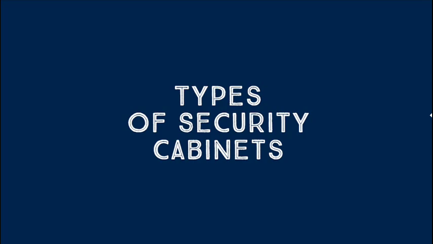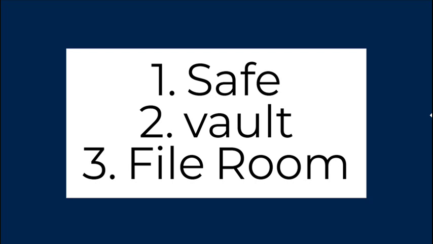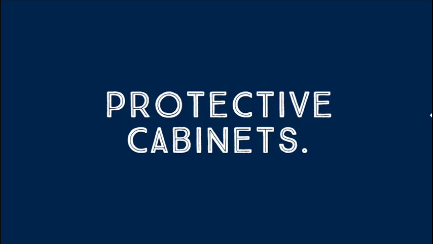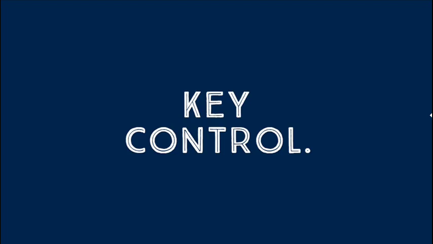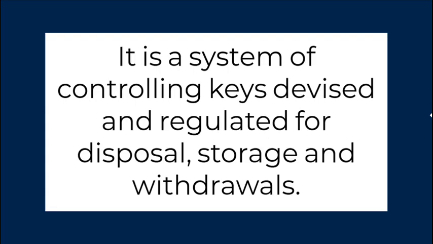Types of security cabinets. 1. Safe. 2. Vault. 3. File room. Protective cabinets are considered the third line of defense against unauthorized persons. Key control is a system of controlling keys devised and regulated for disposal, storage and withdrawals.